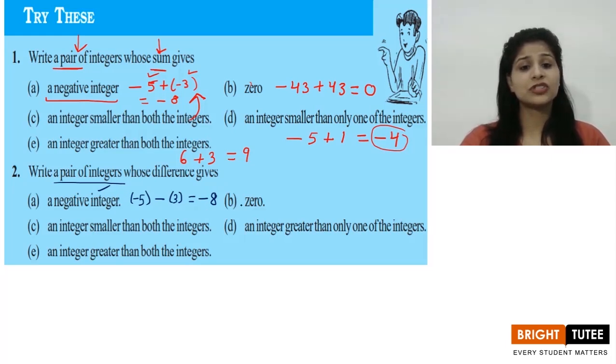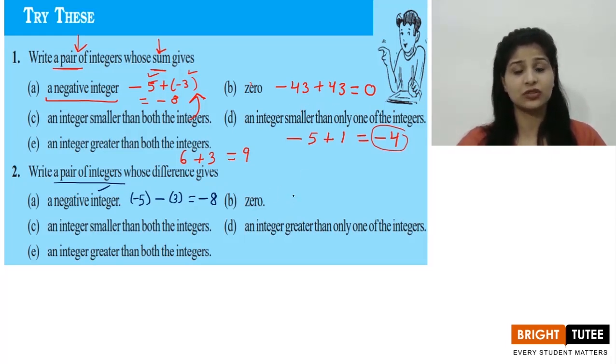Now we should get 0, pair of integers. The difference should give us 0. So we can always write 43 minus 43. So what we are doing? We are actually subtracting. Okay, so we are getting 0.